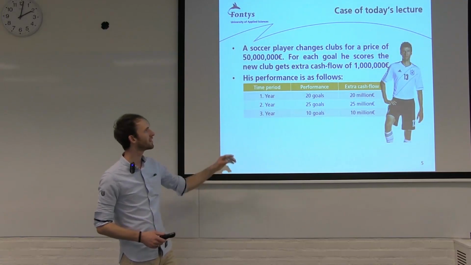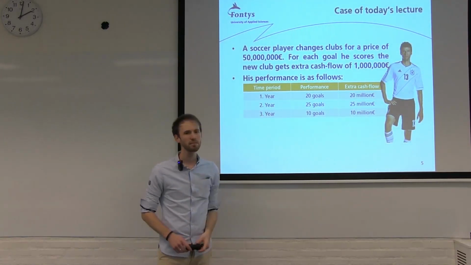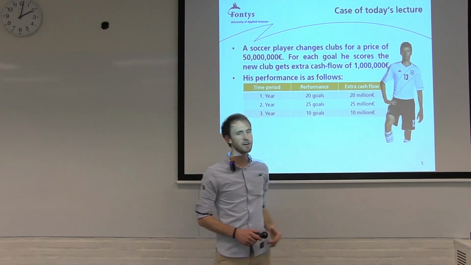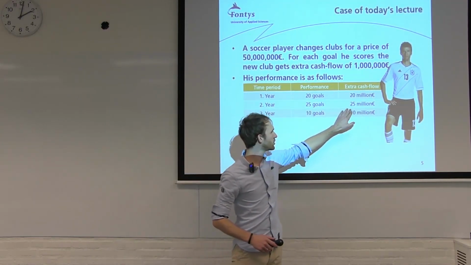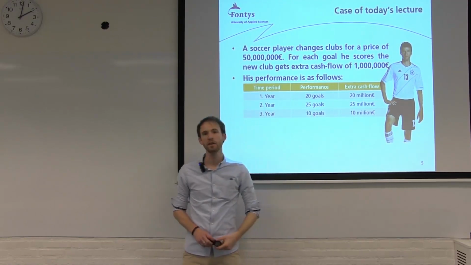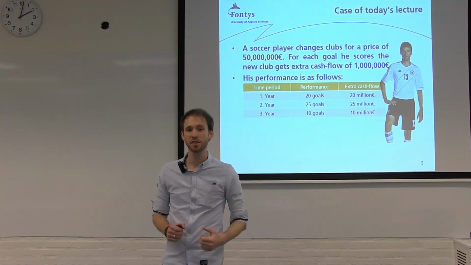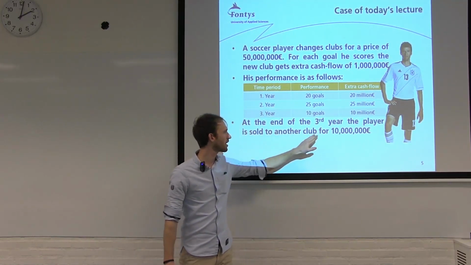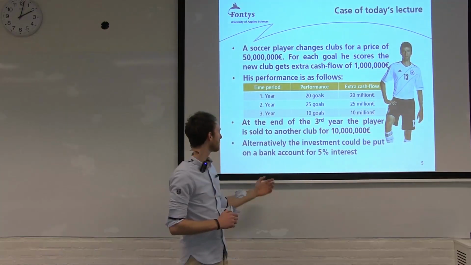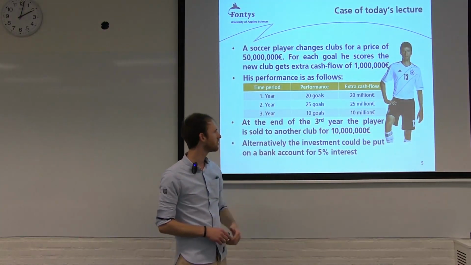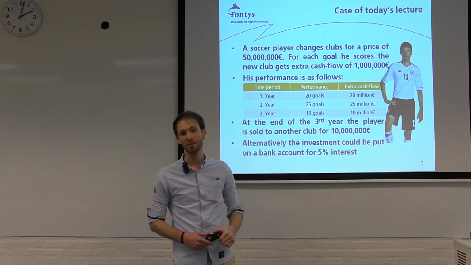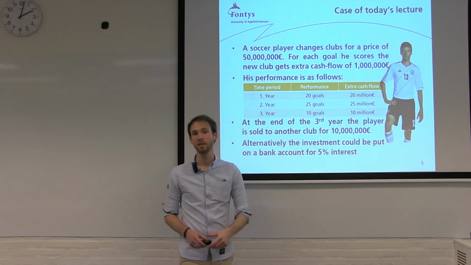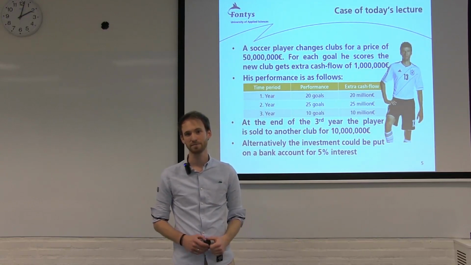So you can see year 1, year 2 and year 3. In year 1 he scores 20 goals, so this is 20 million euros in cash flow, 25 in year 2 and 10 in year 3. Then the next information is that the player is sold again at the end of the 3rd year to another club for 10 million euros. Finally, alternatively, the investment could be put on a bank account for a 5% interest. And now you're asked to calculate the net present value of that investment.